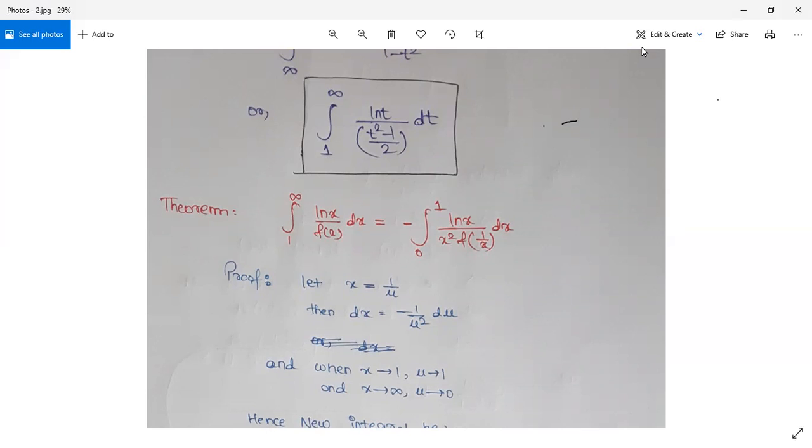Now there's a theorem, a very famous and very nice theorem which everyone listening to this video should know, because this theorem can solve various problems of definite integration having an upper infinity limit or a lower minus infinity limit of any function associated with natural logarithm. The theorem is that when there's an integration from 1 to infinity of natural logarithm of x divided by any function f(x) dx, we can simply write it as minus the integration from 0 to 1 of natural logarithm of x divided by x square multiplied with the function, this time having the input as 1 divided by x, into dx.